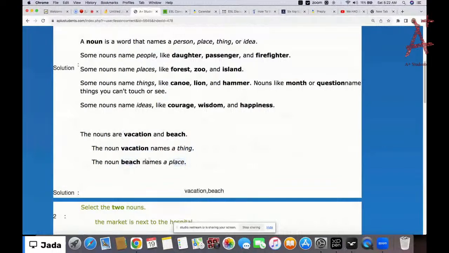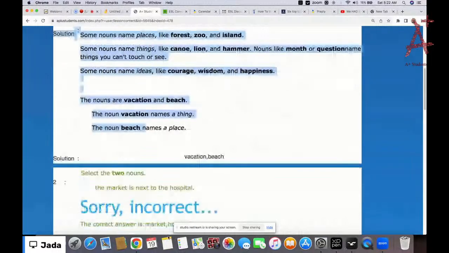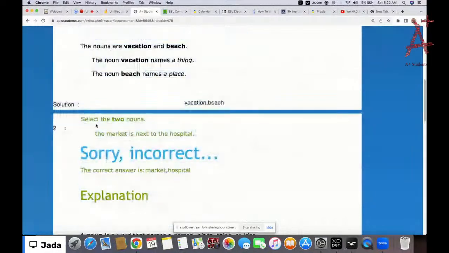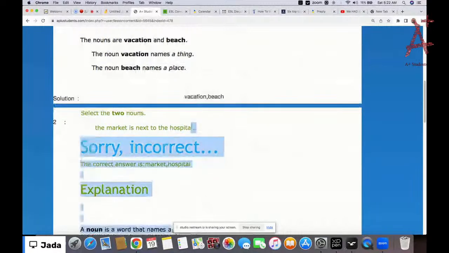Okay, all right. So moving forward, we have select the two nouns. The market is next to the hospital. So market is a place that we go to. So market here is a noun, because market is a place that we can go to, and hospital also is a place and we can go to the hospital. Right? So let's see then.